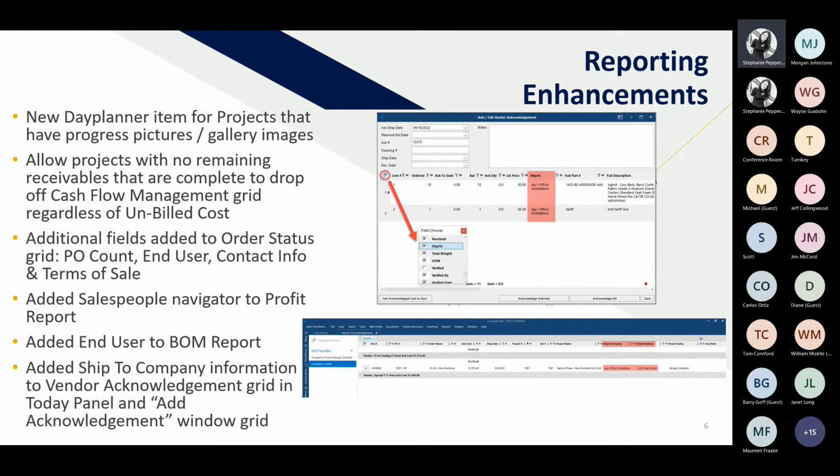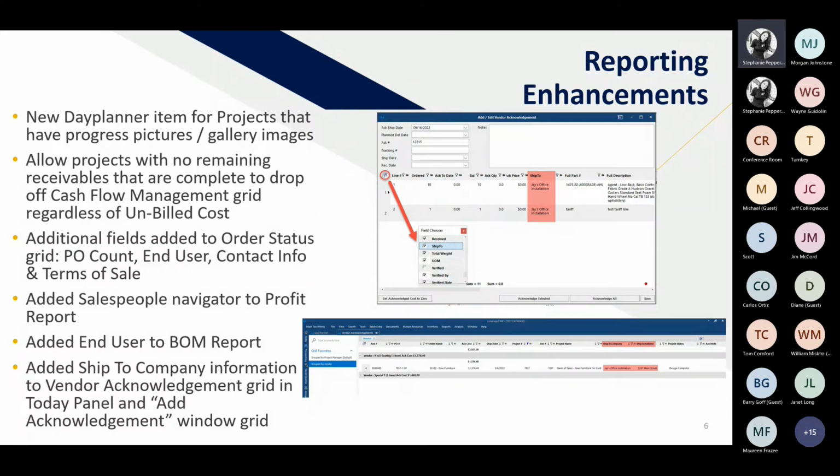Some reporting enhancements here, quite a few, but again, not all showing images here. We did add a new day planner item for projects that have progress pictures or gallery images uploaded. My admins will need to go in to configure day planners and import, I think it says import new day planner item, something like that. In the bottom left corner, you'll need to hit that button to see this new day planner.